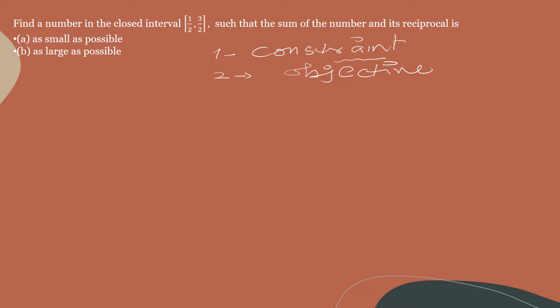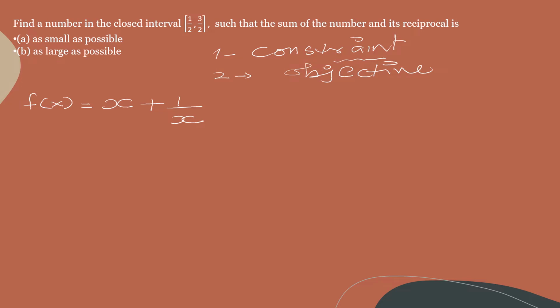So here they are saying the sum of the number and its reciprocal. Okay, so let's suppose there is a function, and in that function there is a number. Let's suppose the number is x, and the reciprocal of that number is 1 over x, and you have to find the sum of these two functions. So what is the first thing you have to do? You have to find the sum of the number and its reciprocal.